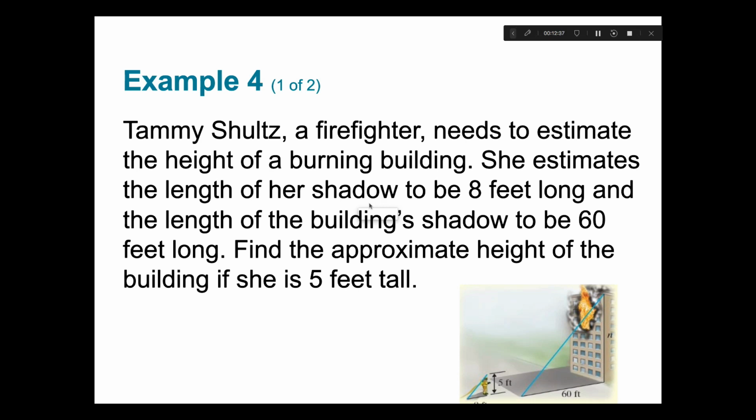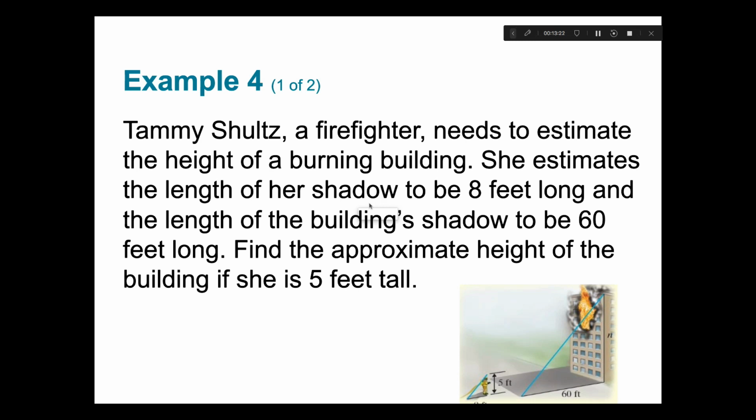So we have a firefighter who's fighting a fire in a burning building. She says the length of her shadow is 8 feet long. And the length of the building shadow is 60 feet long. Find the approximate height of the building if she is 5 foot tall. So these two triangles that we're making between our firefighter and our building and their shadow, they are similar because they are in the same ratio to each other. So we can set this up in a proportion.